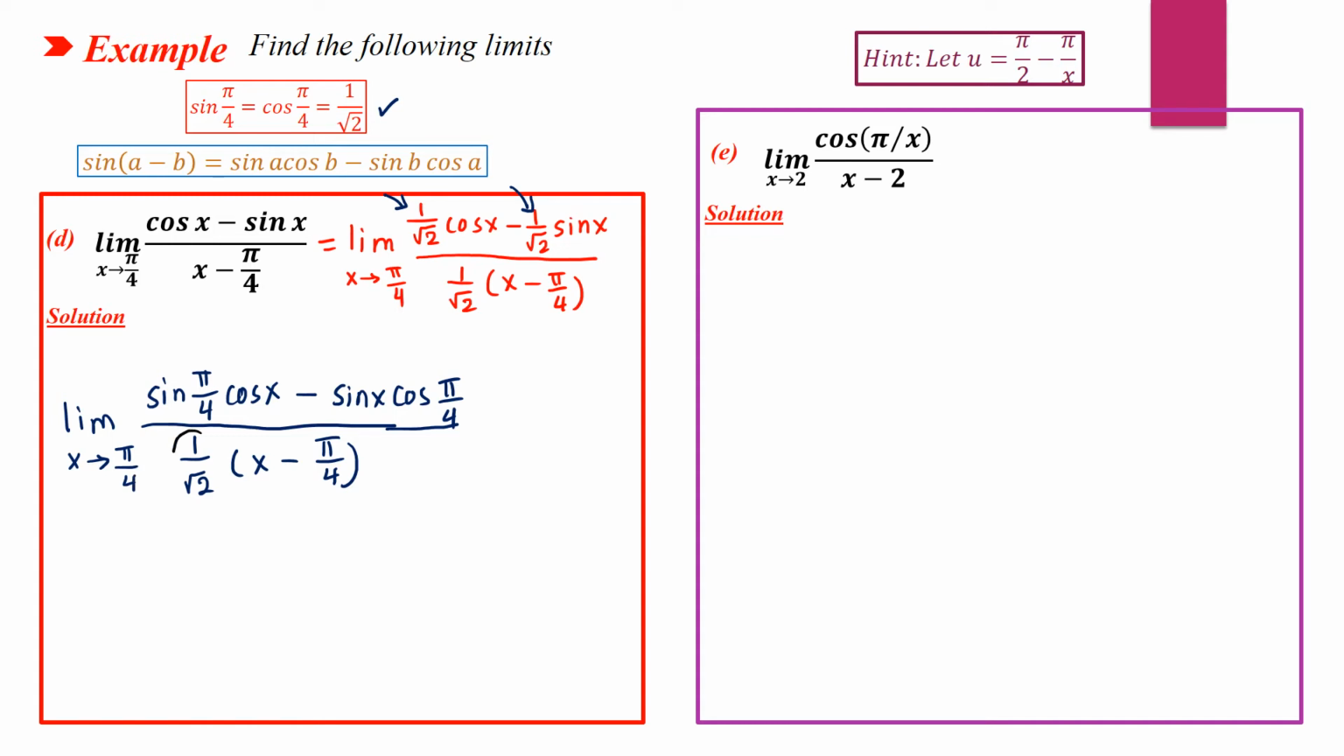Now this fraction and denominator, you can flip it and it will be radical 2 multiplied by the limit of, now this quantity in numerator is like this identity, sine A cosine B minus sine B cosine A. It will be sine A minus B, so it will be sine pi over 4 minus x, divided by x minus pi over 4 when x goes to pi over 4.